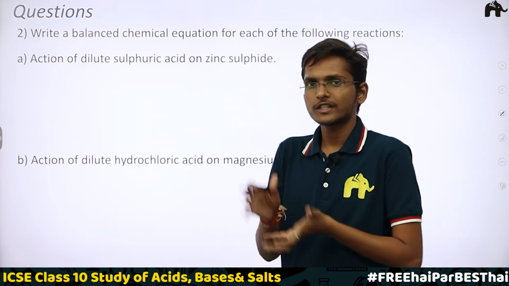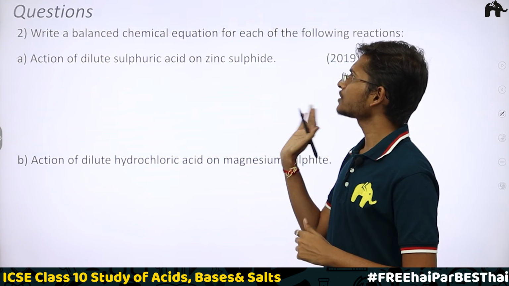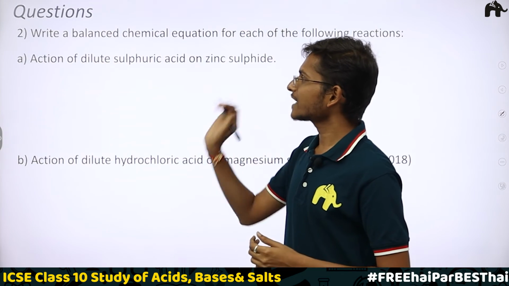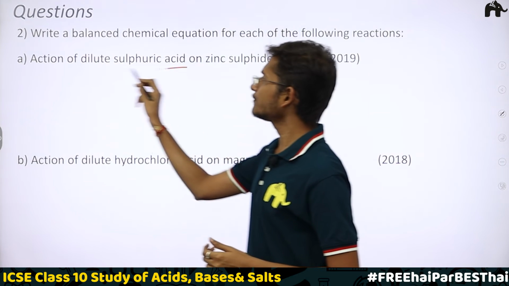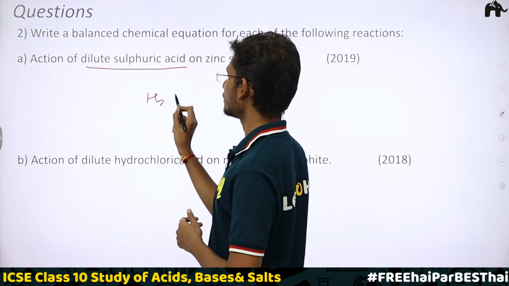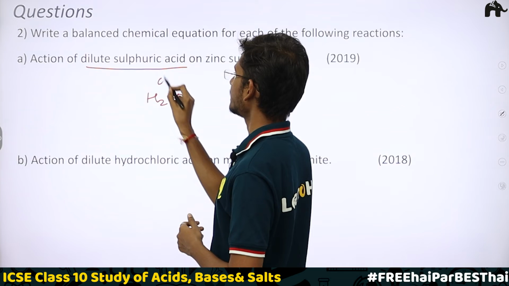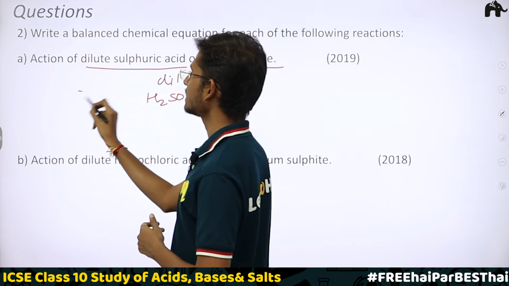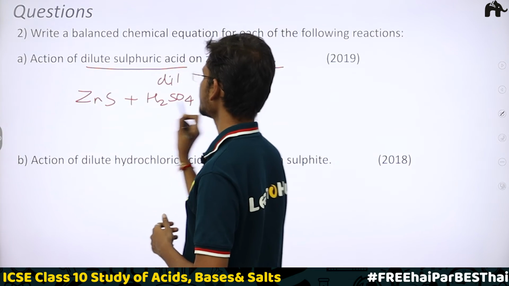Okay. Now moving to the next question. Write a balanced chemical equation for each of the following reactions. First reaction is action of dilute sulfuric acid, H2SO4, on zinc sulfide. Now you can try on your own.